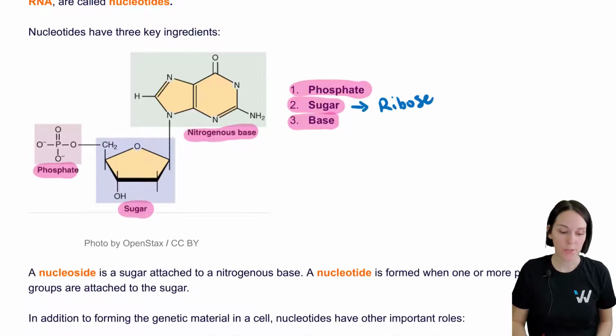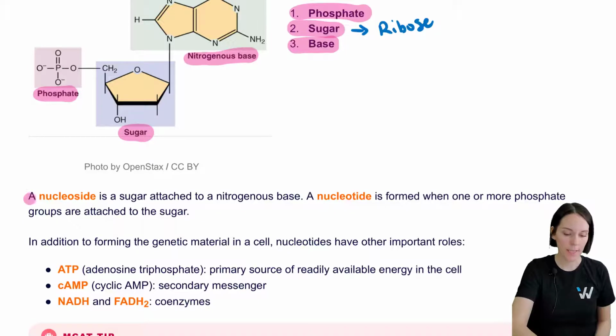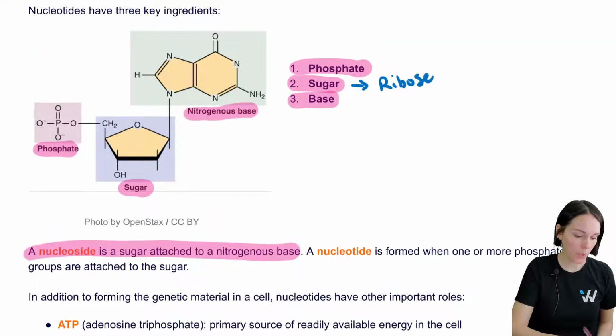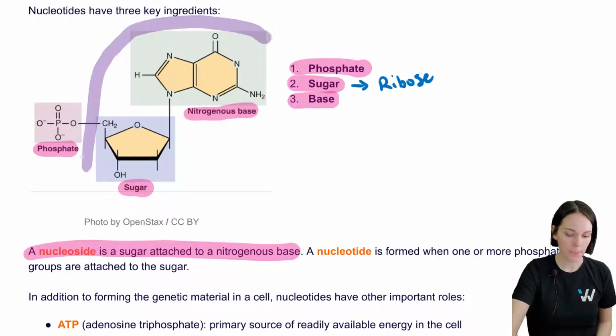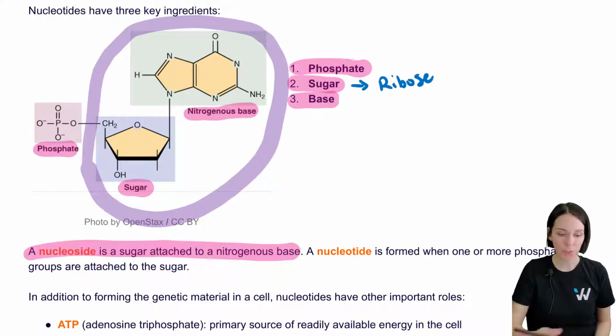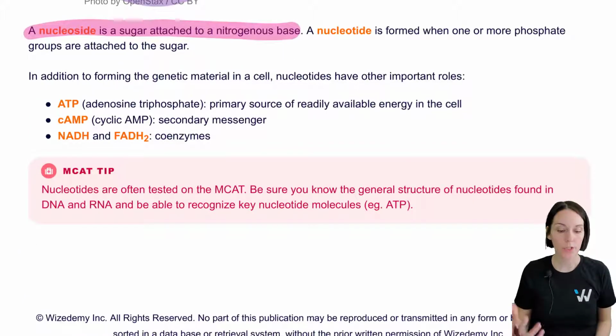So it's important to know the difference between a nucleotide and a nucleoside. So a nucleoside is a sugar attached to a nitrogenous base. So just the sugar and the base. And then a nucleotide is formed when one or more phosphate groups is attached to that sugar. So if we look on our diagram here, the sugar and the base, this part, is the nucleoside. And then the molecule we're looking at we know is a nucleotide because you see we have a phosphate group attached right here.